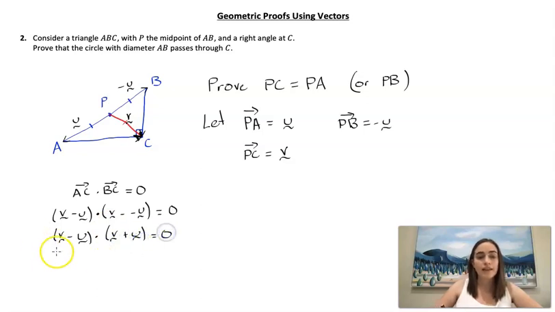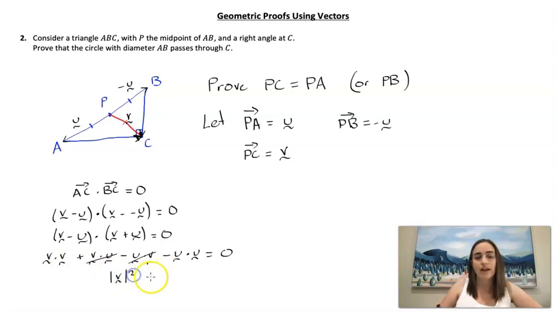And we're going to go and expand that out. So we're going to have the dot product of V with itself, plus the dot product of V with U, minus the dot product of U with V, minus the dot product of U with itself. And that's going to equal 0. Now, we know that the order doesn't matter, so VU and UV, those dot products are the same, so they're going to cancel each other out. And we know also that the dot product of something with itself is equivalent to the length of that vector squared.